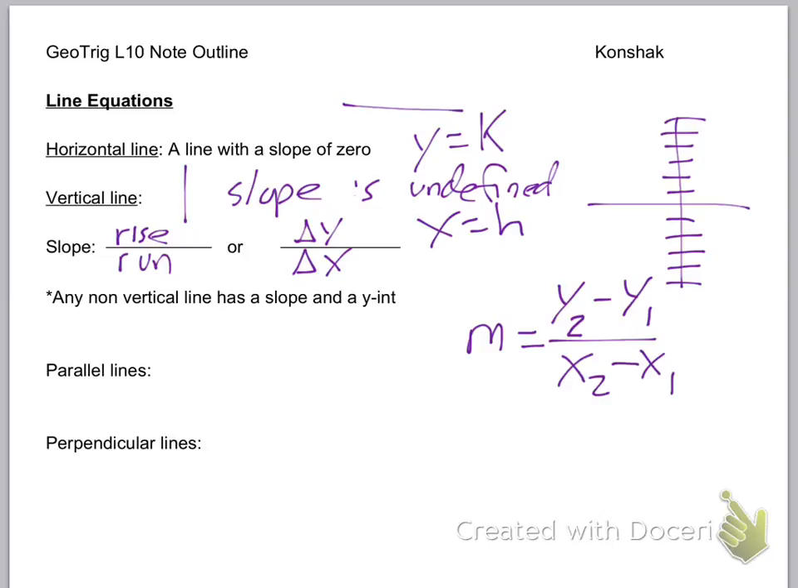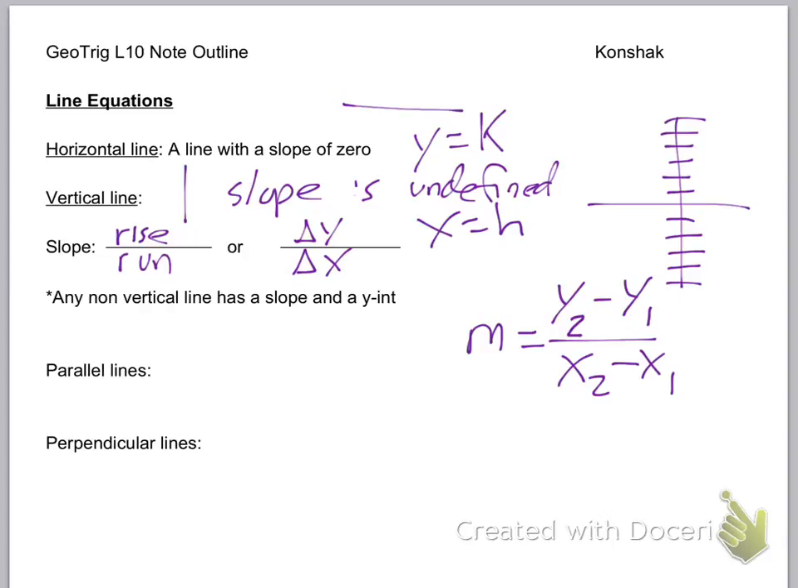Now, guys, could we do y1 minus y2 over x1 minus x2? Yes, that'd be perfectly fine as long as you stay consistent on the top and on the bottom. The change in y's is the final minus the initial. The final minus the initial for x's is x2 minus x1. That gives us the slope every time.